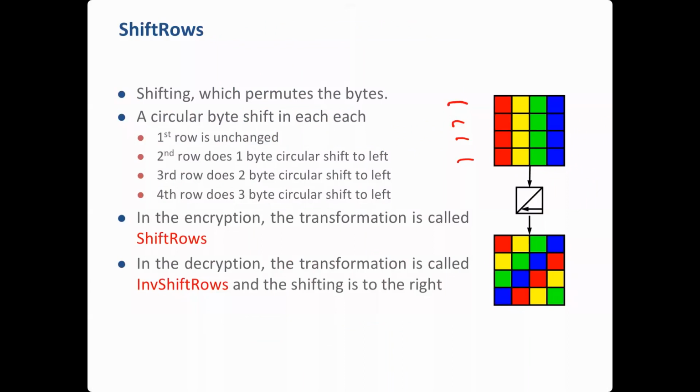So what we are doing is that the first row is unchanged. The first row here and the first row of the output, the input is the output. The first row remains the same. You can see it is.